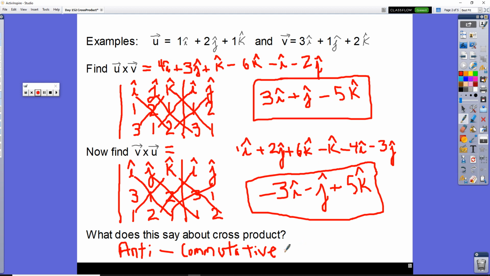So this vector is completely reversed from this vector. And that's what's called anti-commutative. That's what happens when you reverse the order in a cross product. You get exactly the opposite vector. So all the same numbers with all the opposite signs.